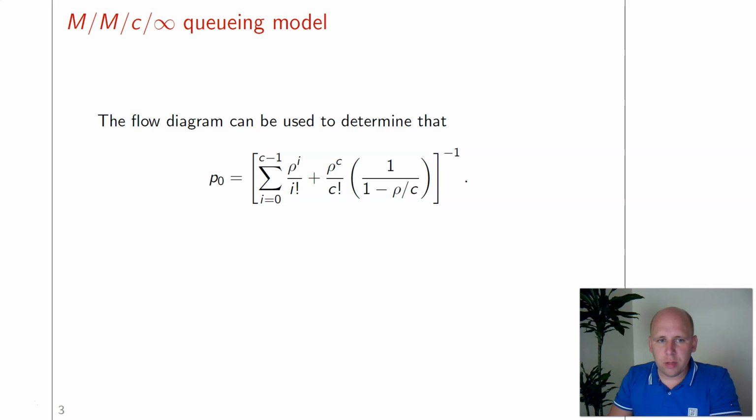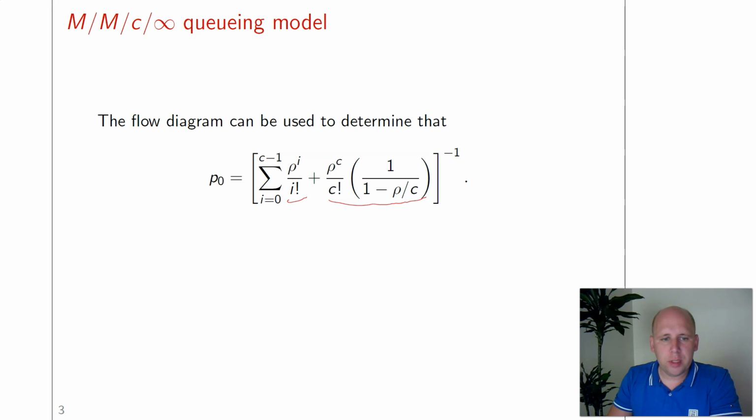We can use the flow diagram to determine the steady state probabilities. We are not going to derive that, but here is a formula for P0 that we can use. This formula gives us the probability that at some point in time there are no customers in the system. Only this first part is part of the summation, and then after calculating the summation we need to add that second part, and then everything needs to be raised to the power minus 1.